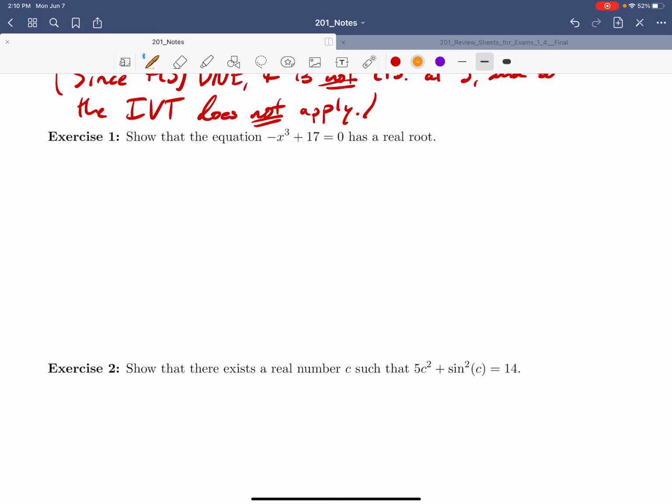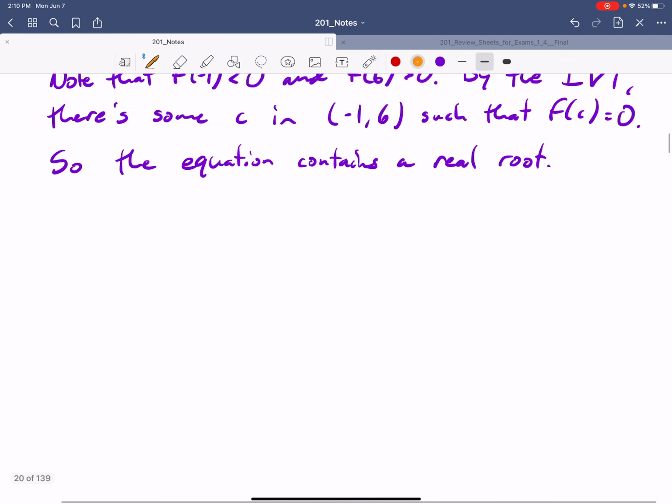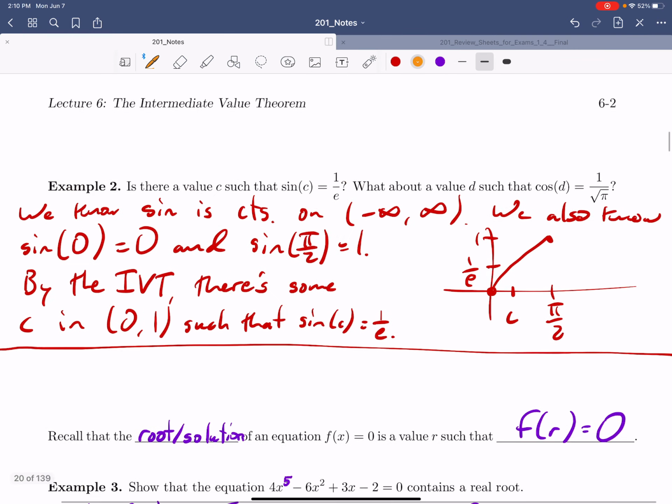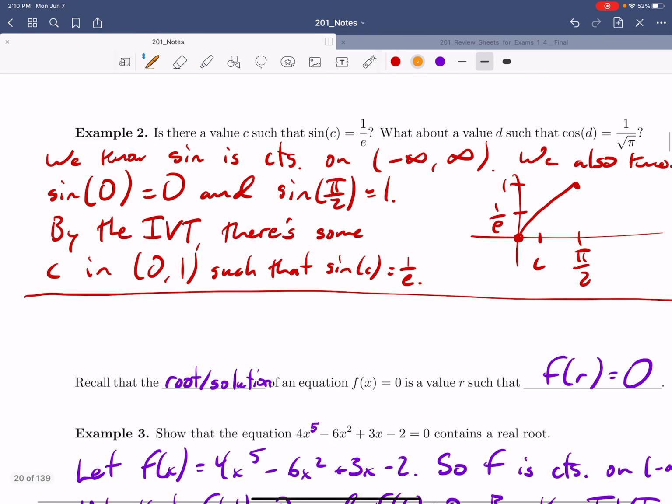A couple of quick intermediate value theorem problems. Actually, first, let's go way up here and do this problem. What about a value d such that cosine of d equals 1 over the square root of pi? Well, what we can say is something similar to what we did before.